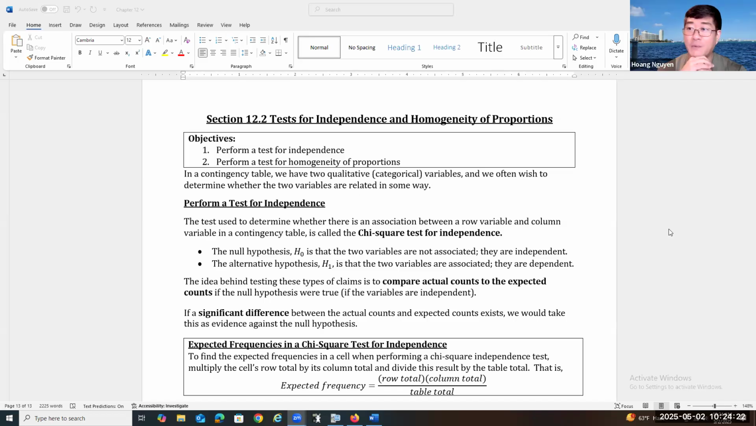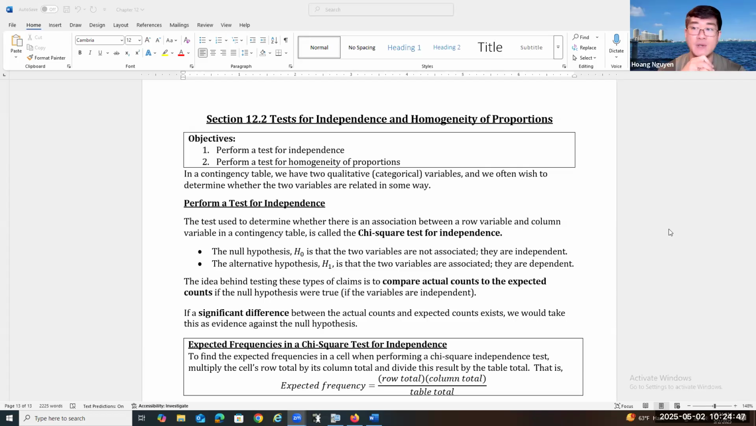So in this recording, we're going to take a look at the second section of chapter 12, which is section 12.2, test for independence and test for homogeneity of proportions. We're going to use the same shortcut for the two different types of tests. So let's take a look at the first test in this recording, which is the test for independence.